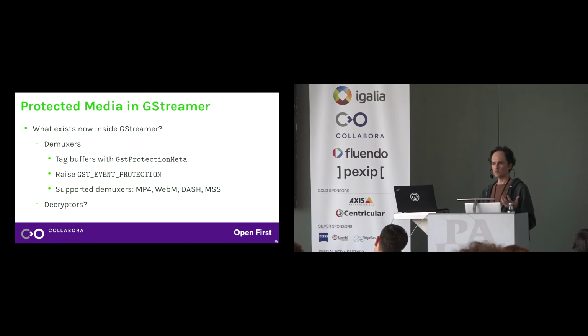So what happens now is when you try to play back encrypted media in GStreamer, several of the demuxers raise an event saying that this media is protected, and they tell you about it. It's basically an analog to the initialization data that we talked about earlier. So currently in GStreamer, MP4, WebM, and MSS support producing these events and tagging each buffer that's encrypted with the metadata. Like I said, there's really no real decryptors in GStreamer right now. There's a test one somewhere in the source code, but it basically doesn't really do anything.